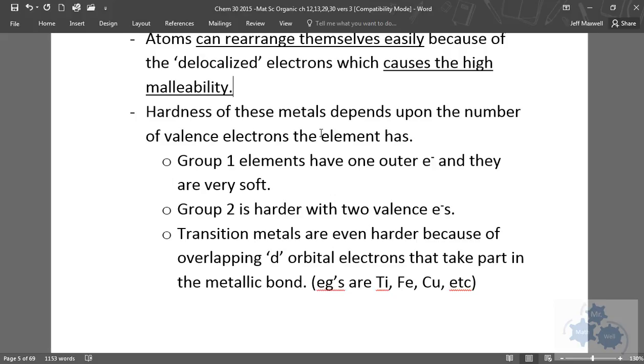And so when we're talking about pure elemental metal, like let's say we have sodium metal, you may know that sodium is very reactive, but it's also very soft.